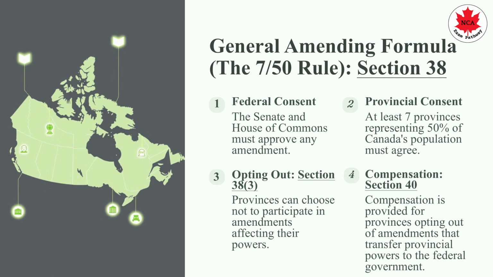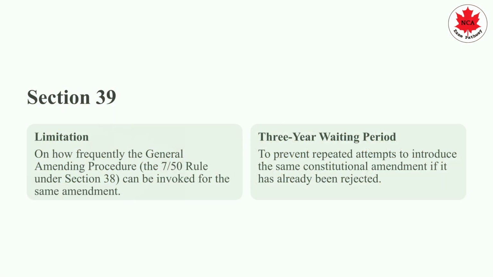It addresses the issue of compensation for the provinces that choose to opt out of amendments under the general amending procedure when the amendment transfers provincial powers to the federal government. So, if an amendment under the 7 by 50 rule affects areas of provincial jurisdiction and a province opts out, the federal government must compensate that province for the change. Now come to Section 39.